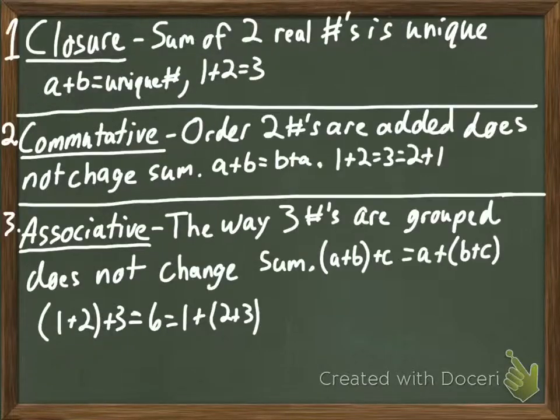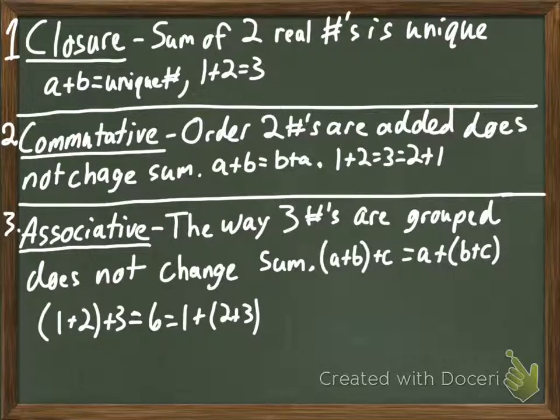Alright, so let's get started. The first property on that page was the closure property. It says that the sum of 2 real numbers is unique. That means that any 2 real numbers that we add together is a unique number.